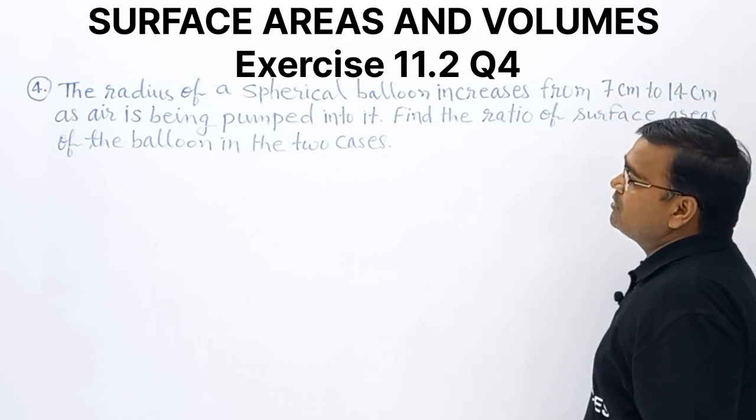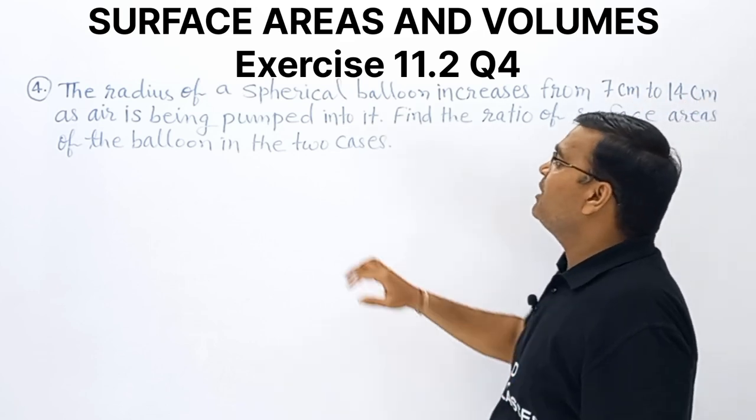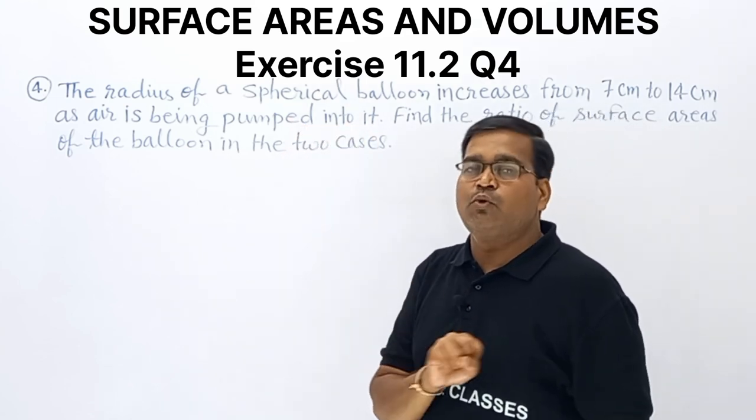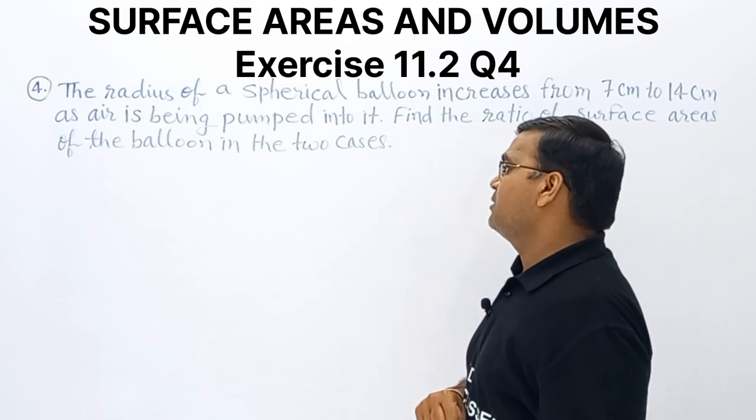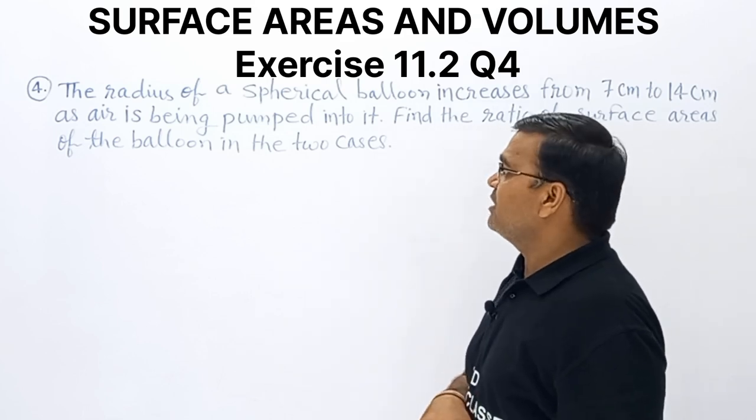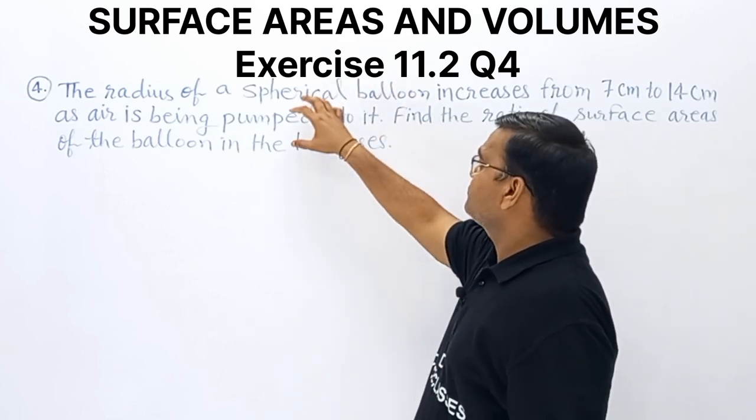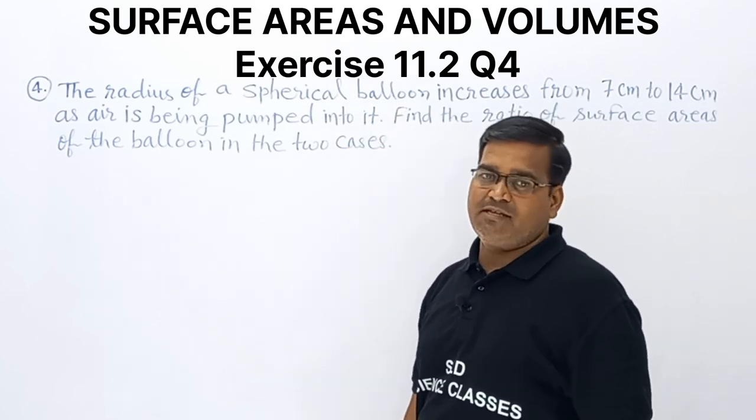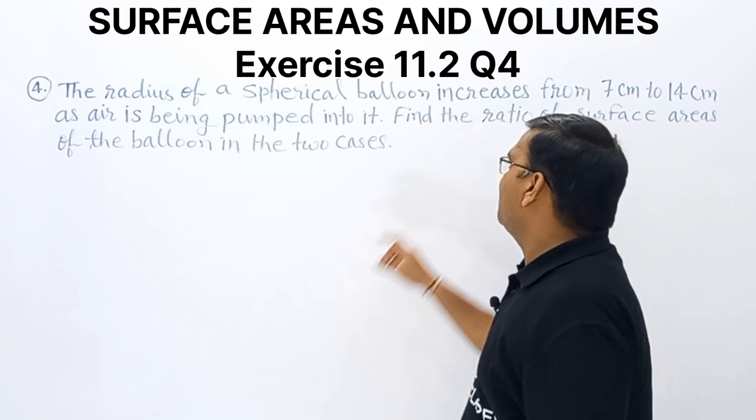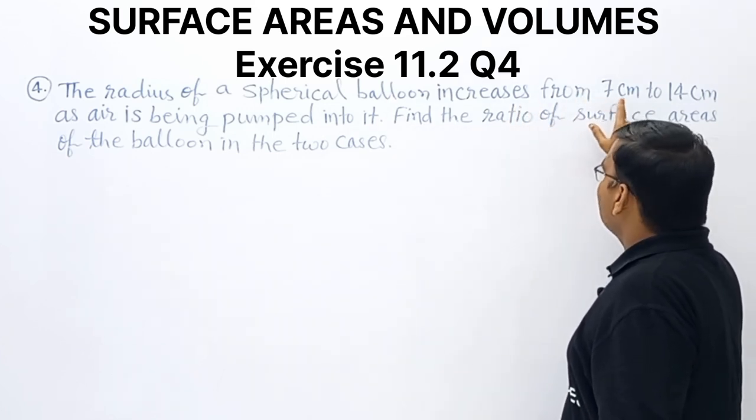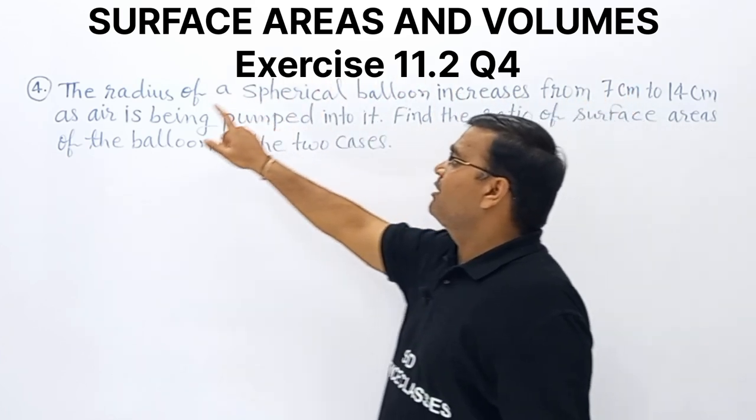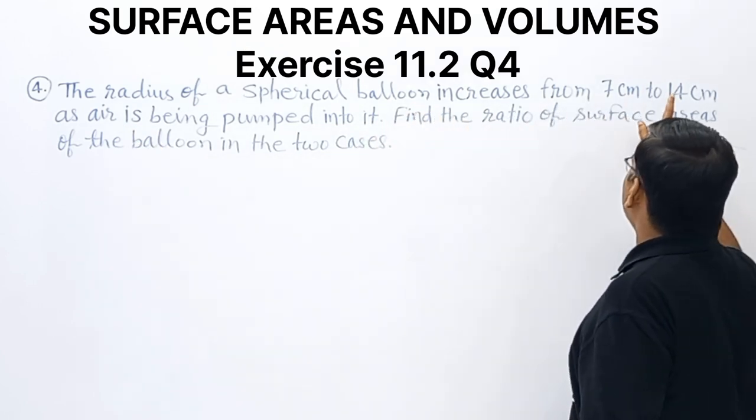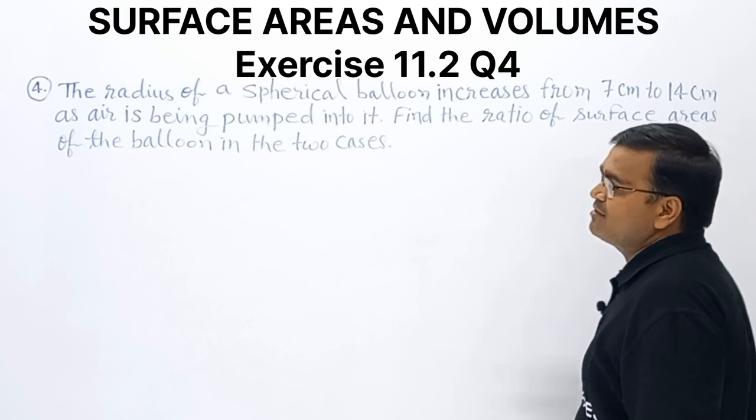How is it increasing? Once we pump air into it. Observe what is happening in this question. We have a balloon of spherical shape. Initially the radius is 7 centimeter. Once we pump air, its radius is increased to 14 centimeter.